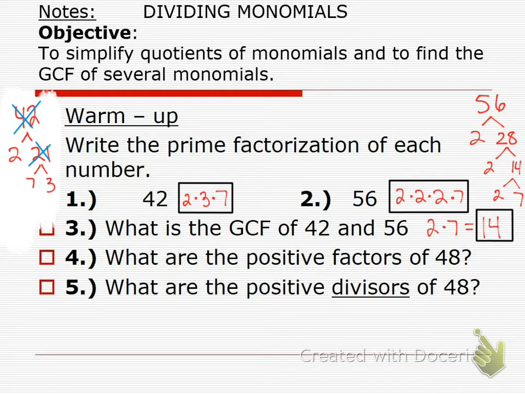What are the positive factors of 48? So when we're making a list of factors, what do we start with? 1. Good. So I'll write that down here. 1 times 48. Then we would move on to what? 2 times what pairs up with 2?